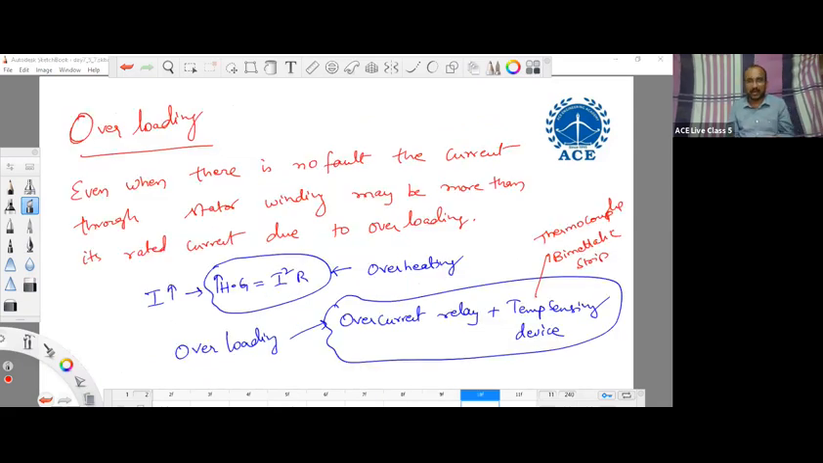So overloading. Overloading results in what? Overcurrent. It will result in excessive heat generation, due to which the winding may get damaged. To avoid that, overloading is sensed by using an overcurrent relay along with a temperature sensing device. What are the temperature sensing devices? Thermocouple and a bimetallic strip.